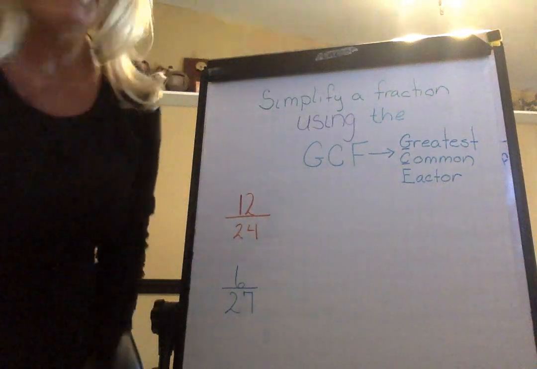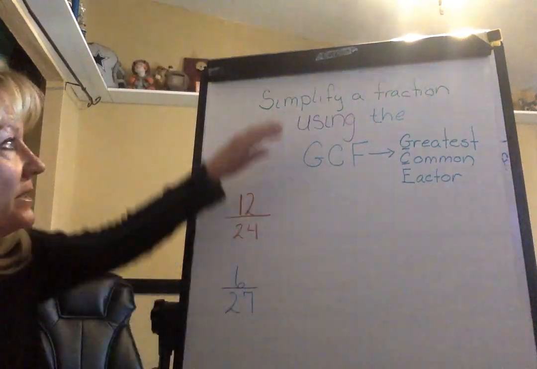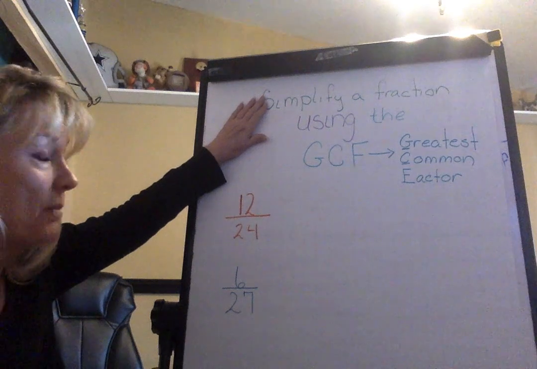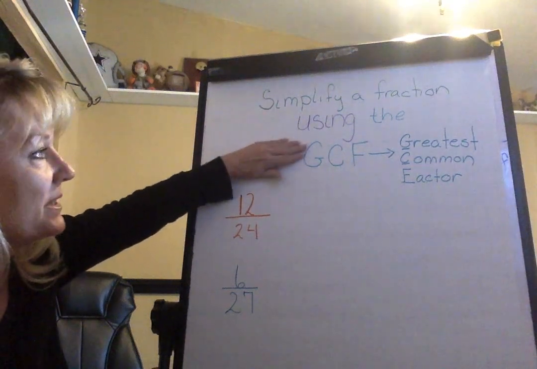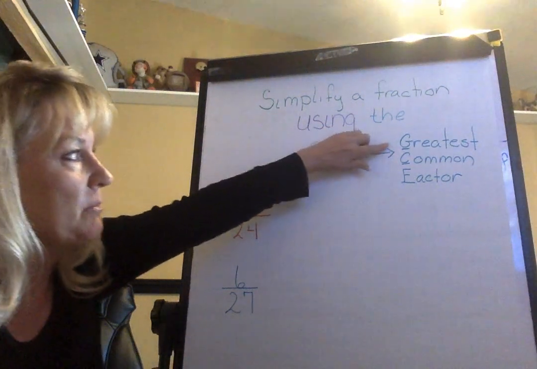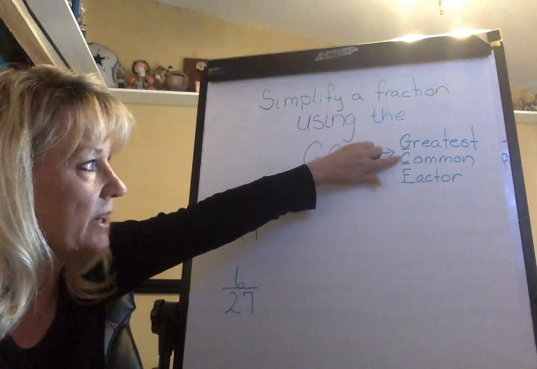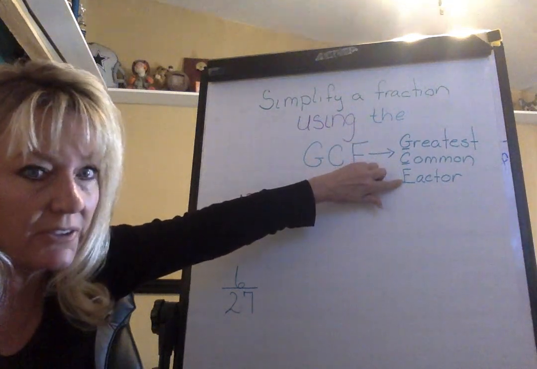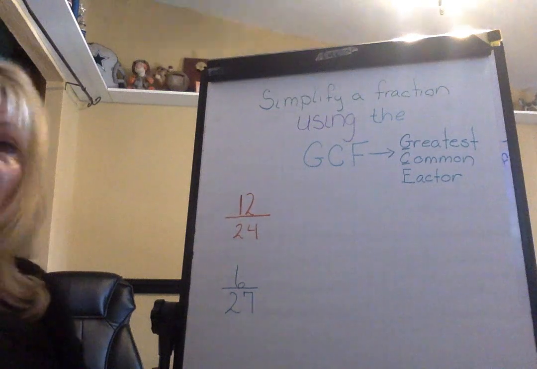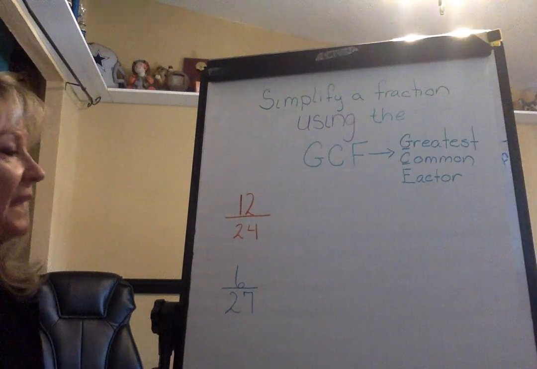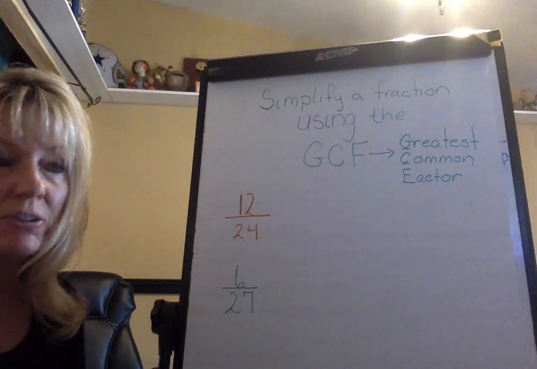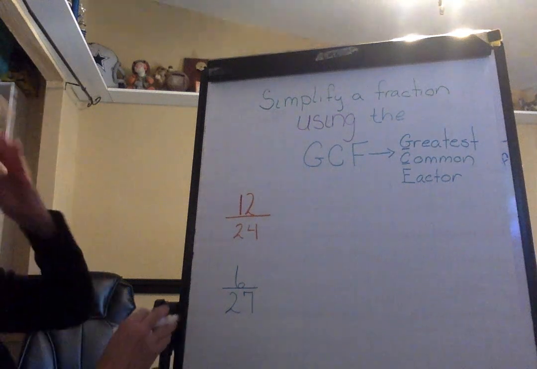Okay, guys, in this part of the lesson, we're going to learn to simplify a proper fraction by using the GCF. So we remember that the GCF is the greatest common factor. Now, you need to know, in order to do this, what factors are. Factors are the numbers that we multiply together to get a product.